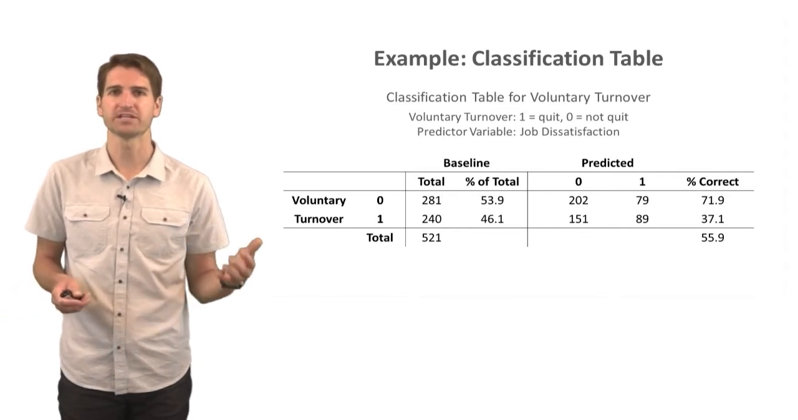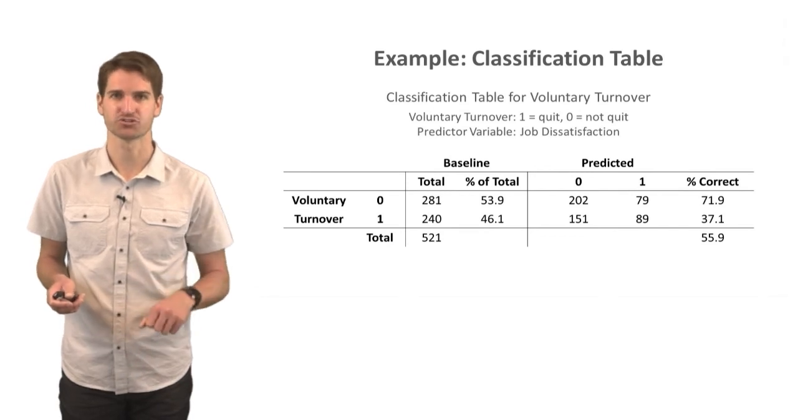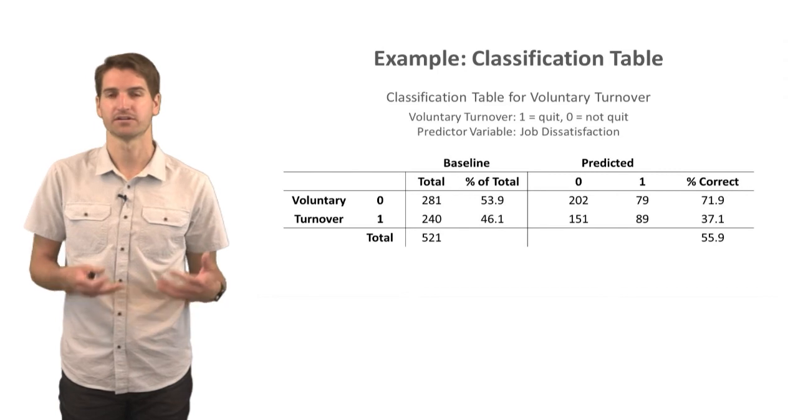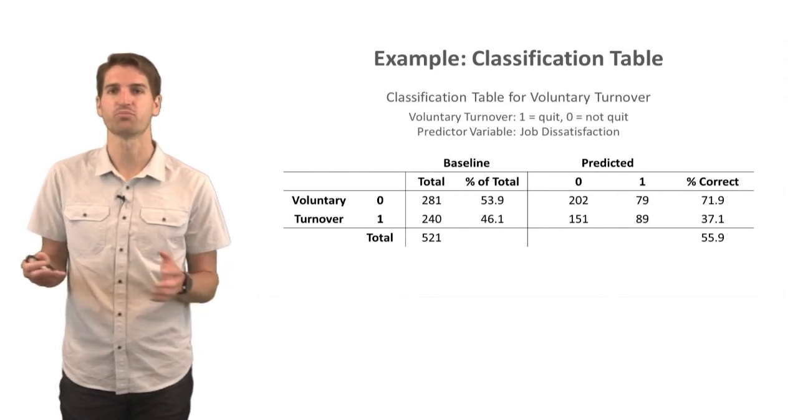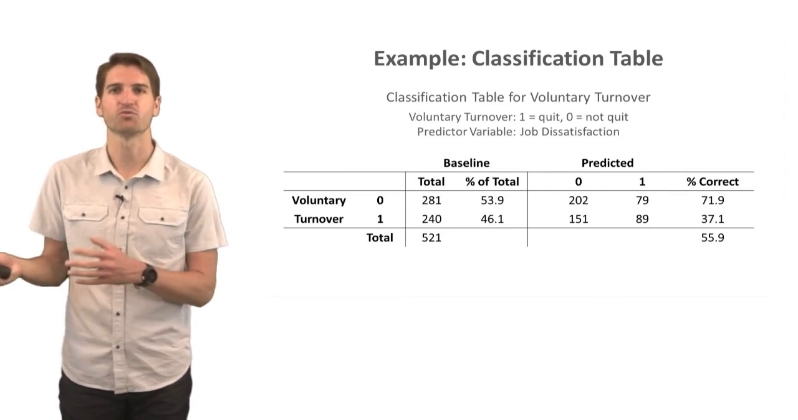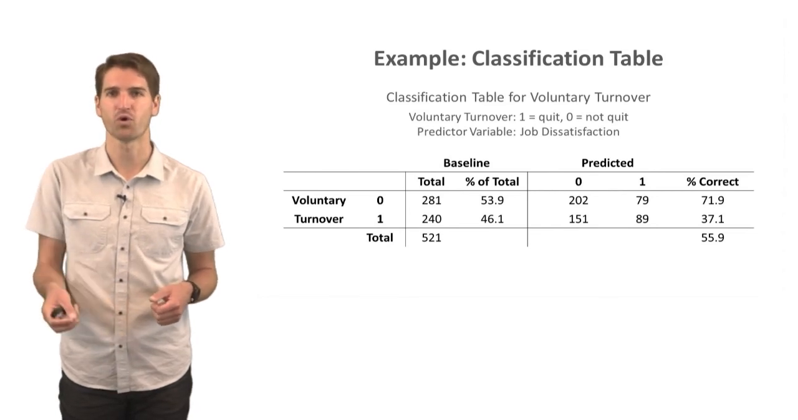Based on this, we have 202 people that actually stayed in the organization, and that is an accurate estimate. That would be 71.9% of the estimates we made that were correct in terms of classifying people. We got that 71.9% by taking 202 divided by 281.